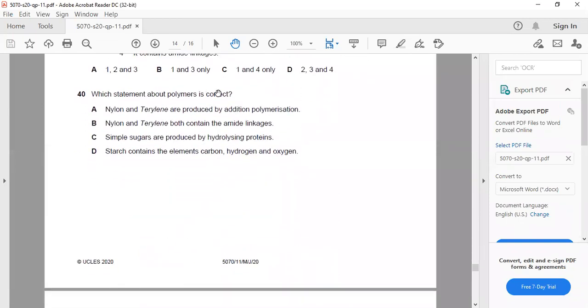40. Which statement about polymers is correct? Nylon and terylene are produced by addition. Wrong, 100% condensation. Nylon and terylene both contain amide linkage. Wrong, terylene has ester linkage. Simple sugars are produced by hydrolysis of protein. Wrong, because hydrolysis of protein forms amino acids. We have just studied this. So D is the answer. Starch contains the elements carbon, hydrogen and oxygen. Okay, so that's all.